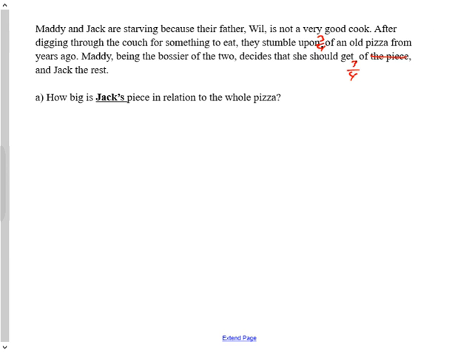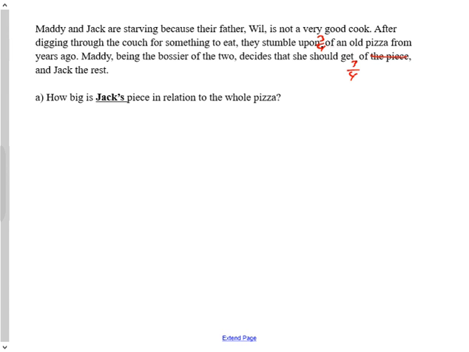Your third one says Maddie and Jack, who are actually my children's names, are starving because their father Will is not a very good cook. After digging through the couch for something to eat, they stumble upon 3/4 of an old pizza from years ago. Maddie, being the bossier of the two, decides she should get 3/4 of the pizza.